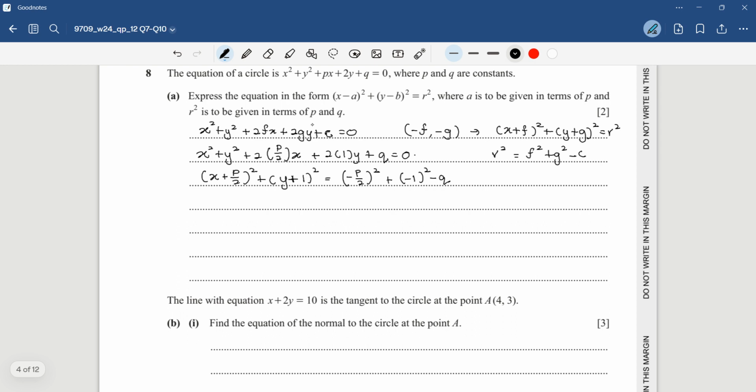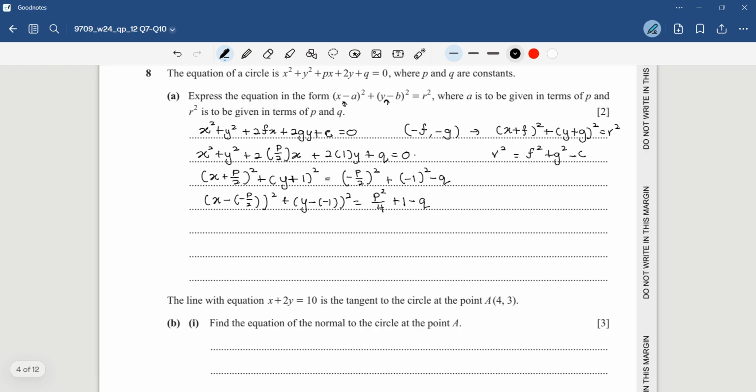So since here the question asks for your minus, it's going to be x minus negative p over 2 square plus y minus negative 1 square, because this negative negative is positive, right? So my a here is negative p over 2 and q is negative 1, and r square is equivalent to, I just leave it in this form, p square over 4 plus 1 minus q.